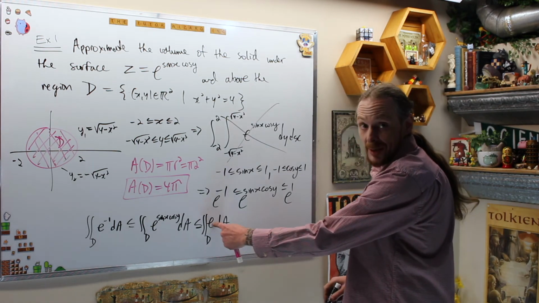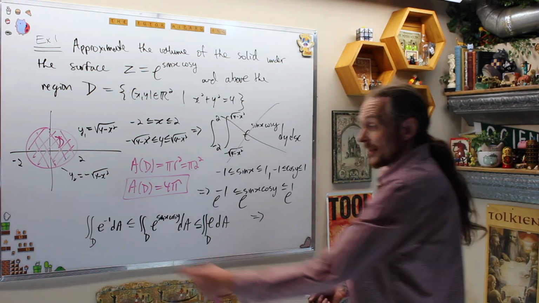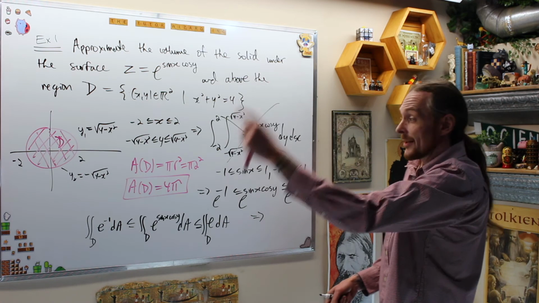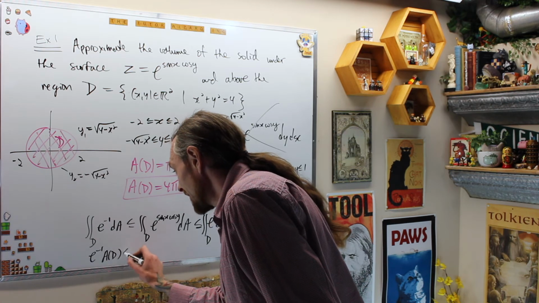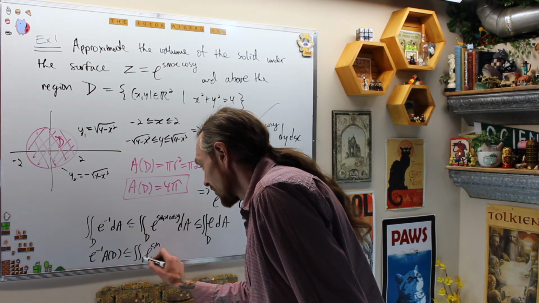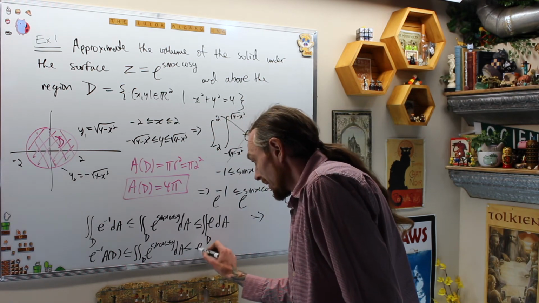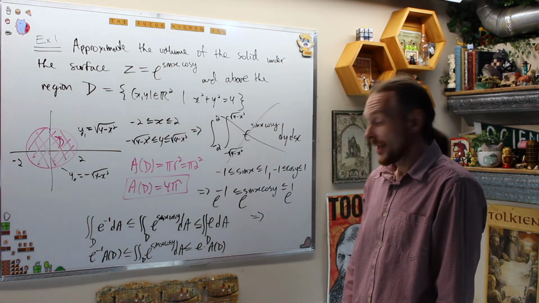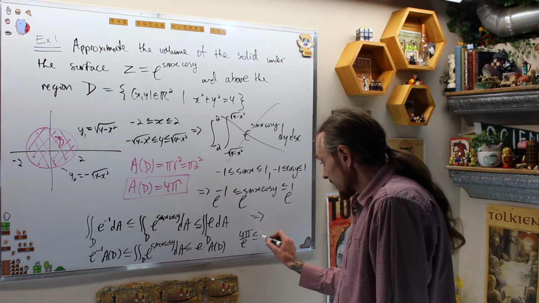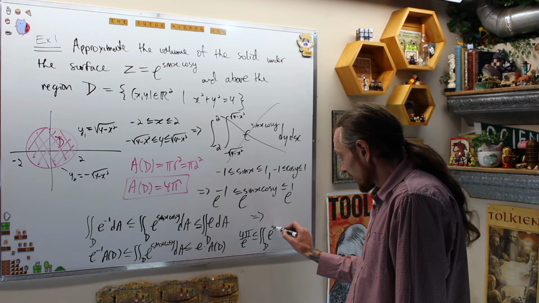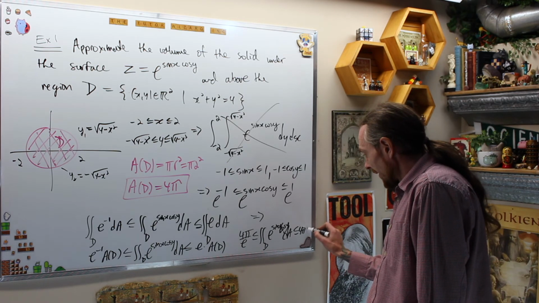Now I can use the scalar property, property 2, to take the e out, and using the fact that once I take that out, the integral of 1 is the area of my region, that is going to give me e to the -1 times the area of my region D is less than or equal to the double integral of e to the sine x cos y dA, which is less than or equal to e times the area of D. And we said that that was 4 pi, so what that says is 4 pi over e is less than or equal to the double integral over D of e to the sine x cos y dA is less than or equal to 4 pi e.